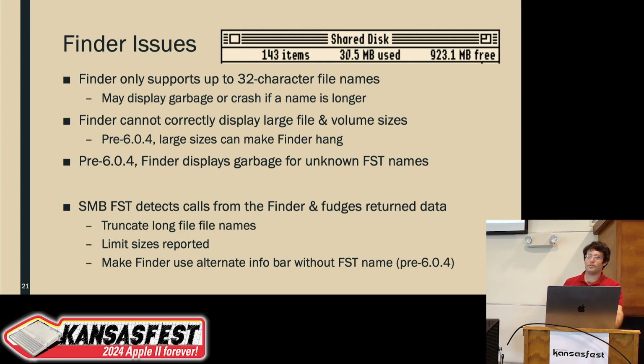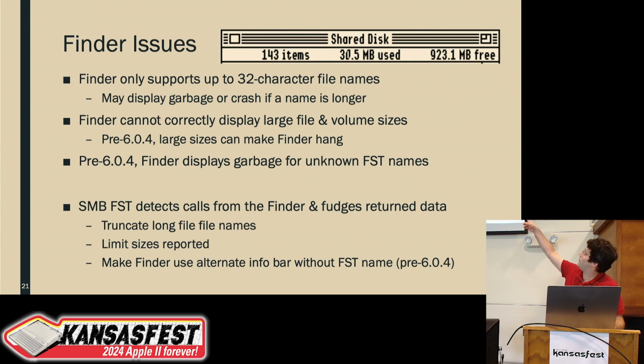And Finder also has some issues with displaying large sizes for files and volumes. Like you can see, I've got an example here of the Finder information bar, where it shows the used and free space for a volume. And so if those sizes are large, it can have issues, or the size of an individual file can have issues. And finally, Finder versions prior to 6.0.4, like for example 6.0.1, will display garbage for unknown FST names.